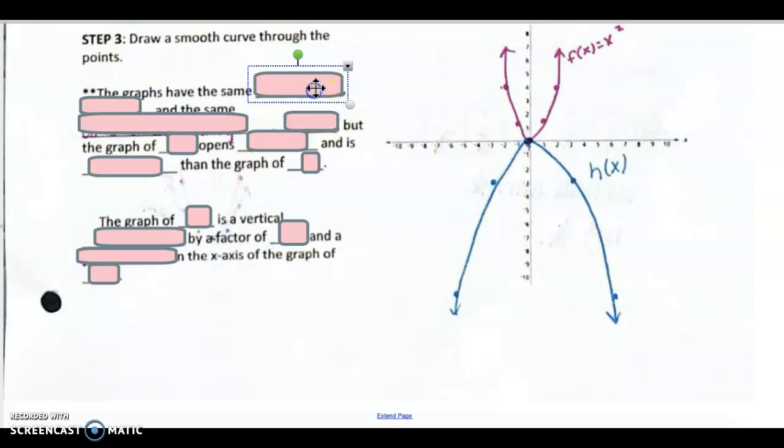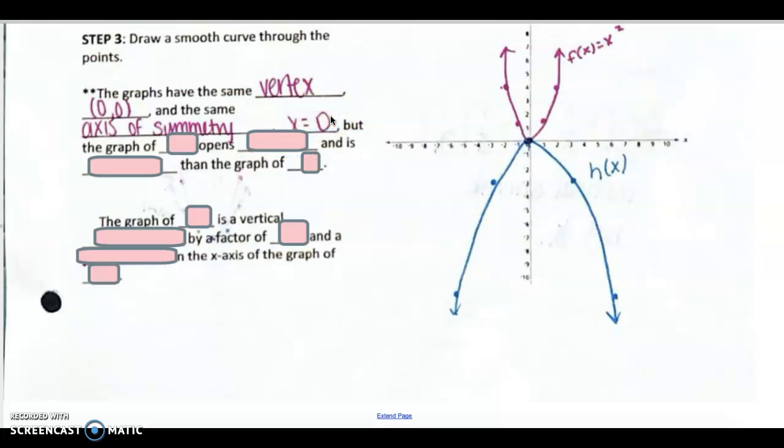So we're shrinking it. Okay, the graphs still have the same vertex, which is 0, 0 on this one, and the same axis of symmetry, which is still x equals 0. But the graph of h opens down and is thicker than the graph of f. So that's what we were talking about here. It opens down, it's a reflection.